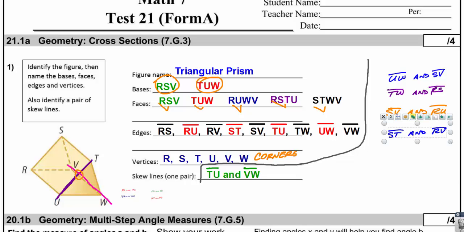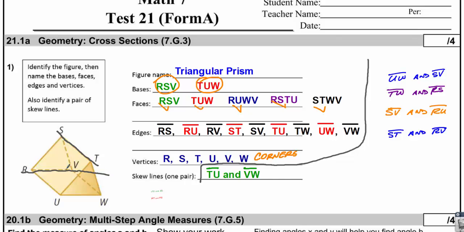There was another pair, ST and RV. Let's pause for just a minute and draw that one. So let me get rid of this, and we'll draw the ST, so it's running across the top of the figure, and then RV, that's a dotted line, which tells you it's running through the back of the figure.